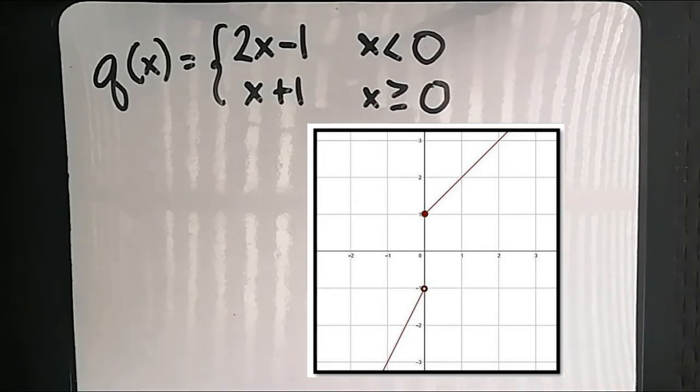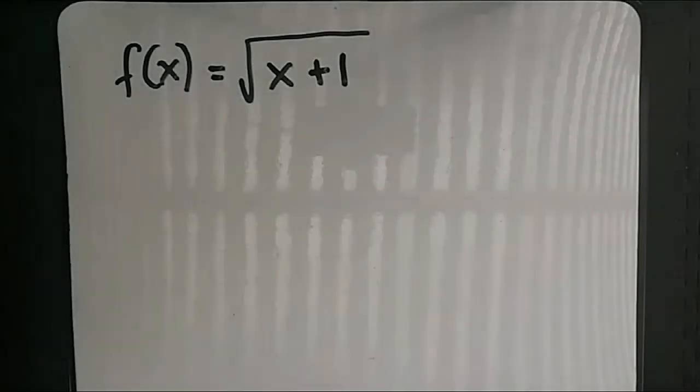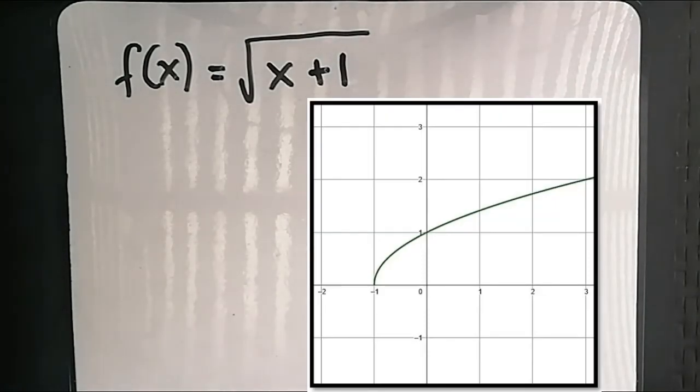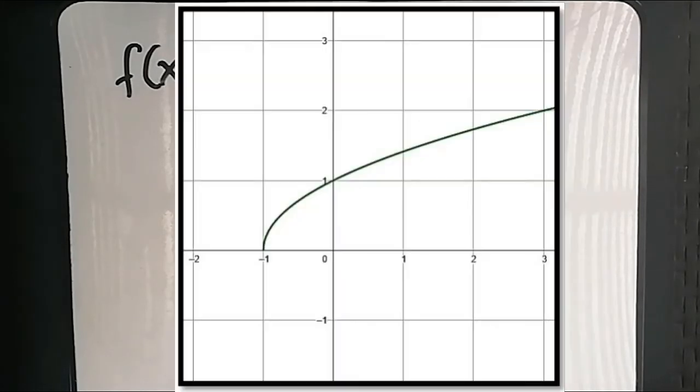So yun ang gamit ng one-sided limits. This will help us evaluate the limit of such functions tulad nito. Okay, we take for example this function f of x equals square root of x plus 1. Notice na dito sa graph natin, kapag kinuha natin yung values from the left of negative 1, wala tayong maiko-consider kasi wala naman tayong values sa left ng negative 1.